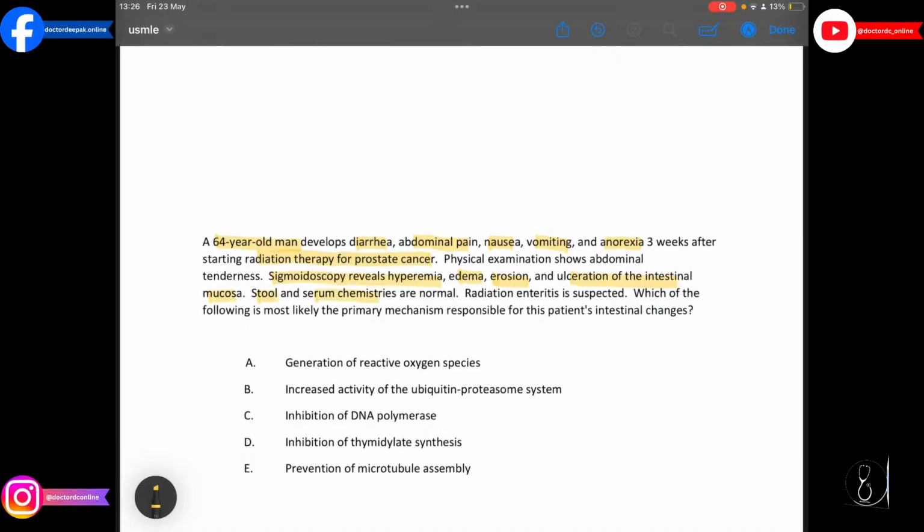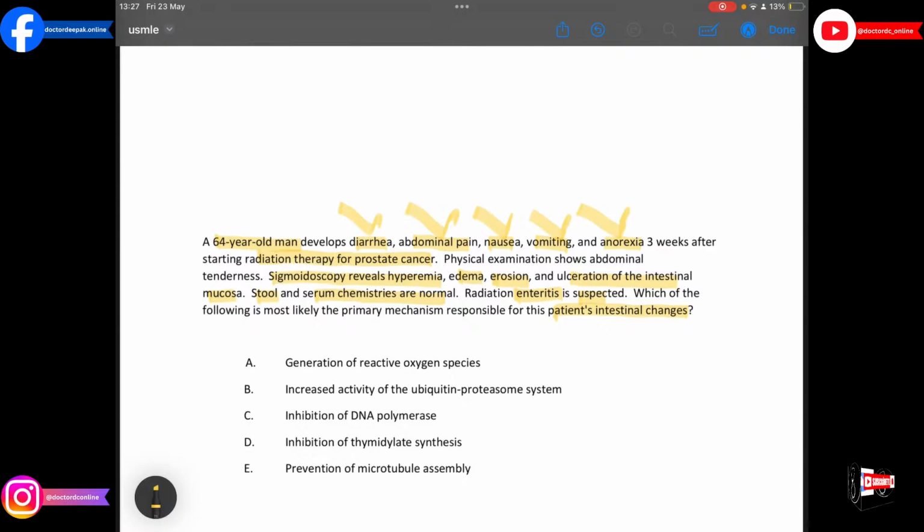Stool and serum chemistry are normal. Radiation enteritis is suspected. Which of the following is the most likely primary mechanism responsible for these patient's intestinal changes? What intestinal changes? Diarrhea, abdominal pain, nausea, vomiting, and anorexia. This patient has the signs of acute radiation enteritis.